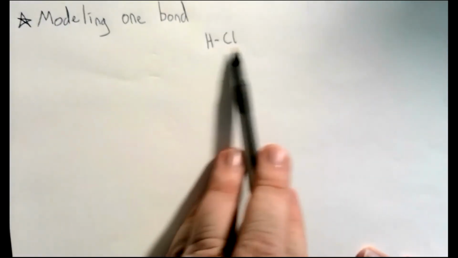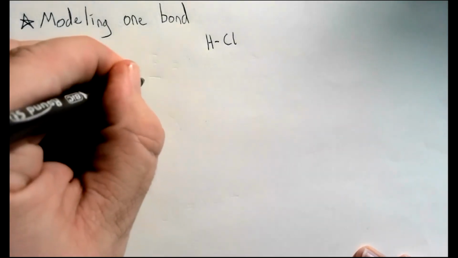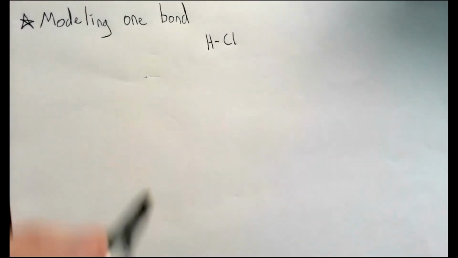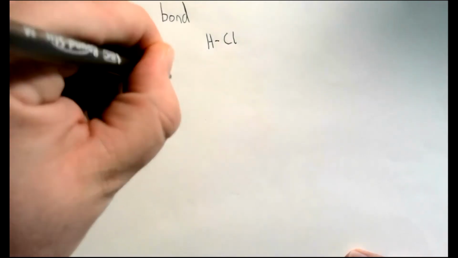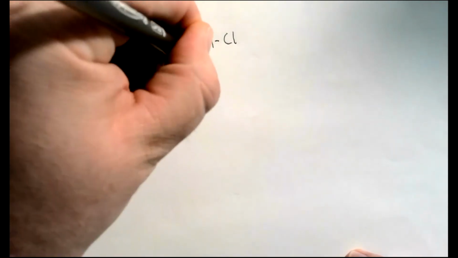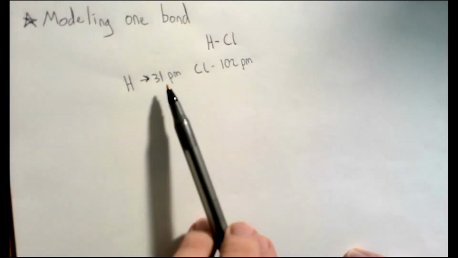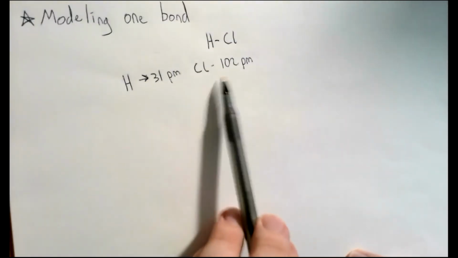We worked with this as an acid last project, hydrochloric acid. And like I said before, I think first I'm going to draw just the atoms so I can see H, 31 picometers, Cl is 102 picometers. So once again, I think about this, this is going to be about 3 times larger.